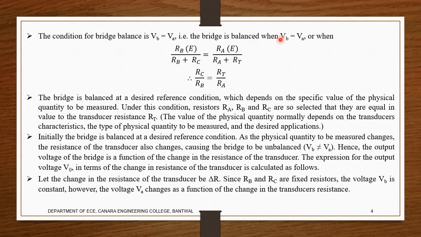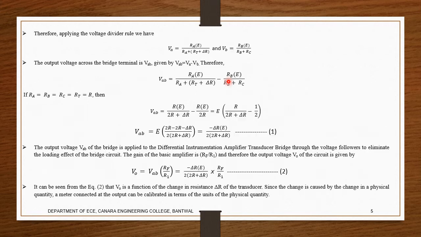So at that time, RA divided by RA plus RT, into E. As we know, the balance condition is RC divided by RB equals RT divided by RA. This is the desired balance condition that we use to measure. Remember what we did in the Wheatstone bridge. This is what happens when the bridge is balanced.